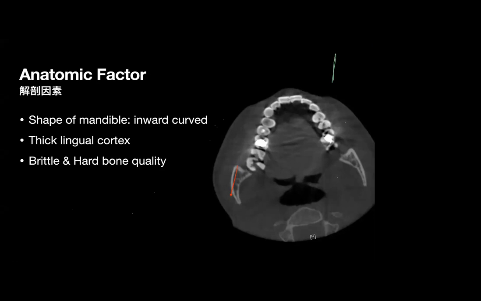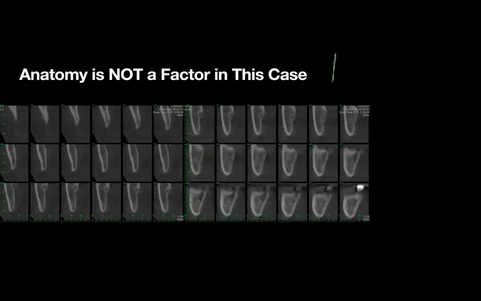Comparing to relatively young adults, like in the age of 20, usually the bone is elastic. So you will need to take extra caution when you are doing surgery for someone whose bone quality is strong and brittle. That's my suggestion.